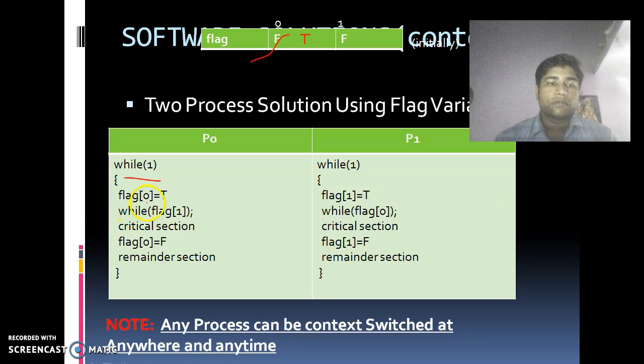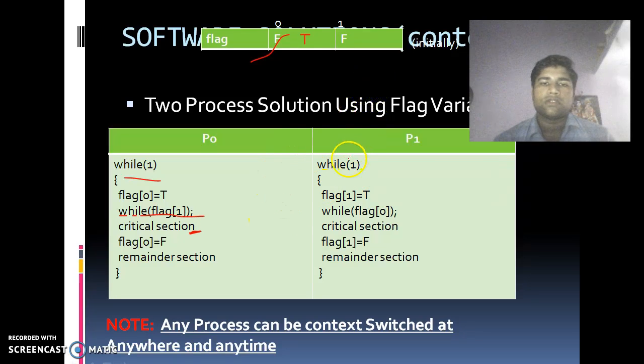Now what will happen? Now it will see whether P1 wants to enter the critical section. Now this is the trap. While flag 1, if this flag 1 is true, then it will not go into the critical section because another process wants to enter the critical section. At this time flag 1 is false, so no problem, it will go into the critical section. Now suppose we context switch here.